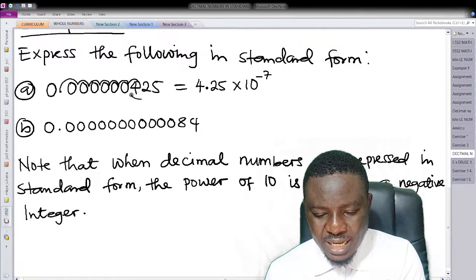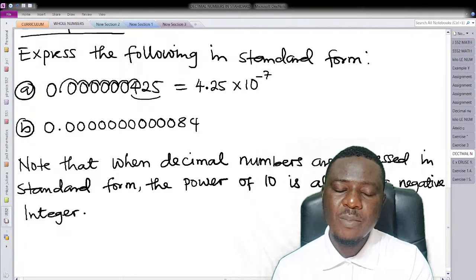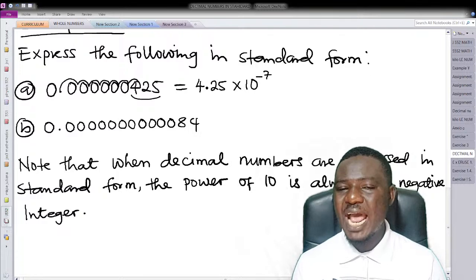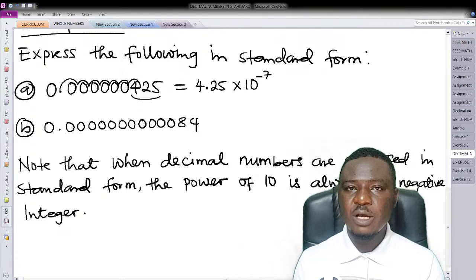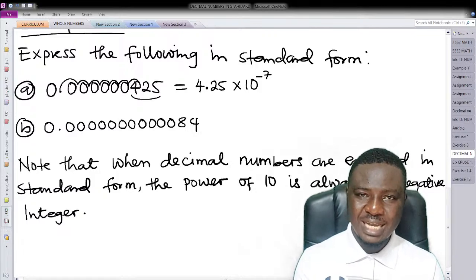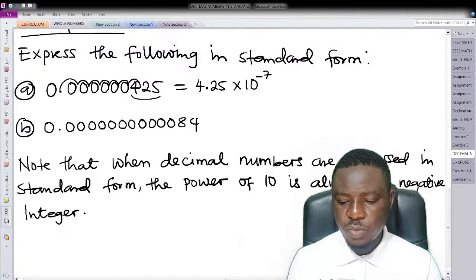So this gives you the value of A as 4.25 times 10 raised to the power of minus 7. Minus 7 is because we have shifted the decimal point 7 times towards the right. So that is why it is negative. When you shift it towards the left, it is what? Positive.